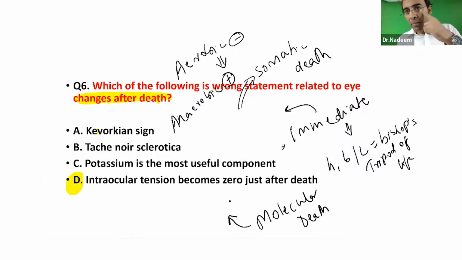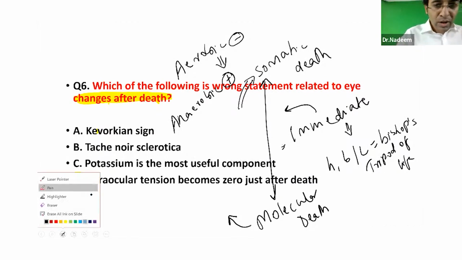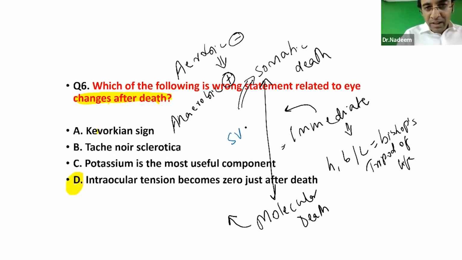even if you are going to apply miotics or mydriatics, it will not respond. No response to electrical stimuli, no response to mechanical stimuli. There is a period in between somatic death to molecular death. This period is called as what? Supravital period, which is very much important for organ harvesting.